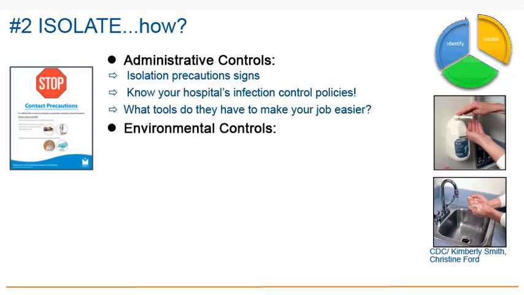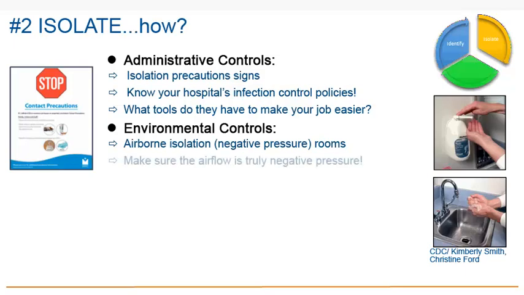Next are environmental controls. This is how we control the environment to decrease risk of transmission. Airborne isolation, also known as a negative pressure room, is one way that we have environmental control of transmission. Always make sure that the airflow is truly negative pressure before placing the patient into the room.